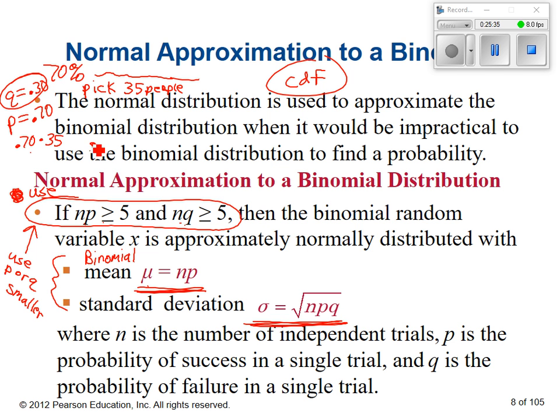So we take 0.30 times 35. Because if one of them is going to be smaller than 5, it's going to be the one that's the smaller percentage. So we just check that one, and if that one checks out to be bigger than 5, then that means this one over here is going to be bigger than 5. So we only have to check one of them, really.